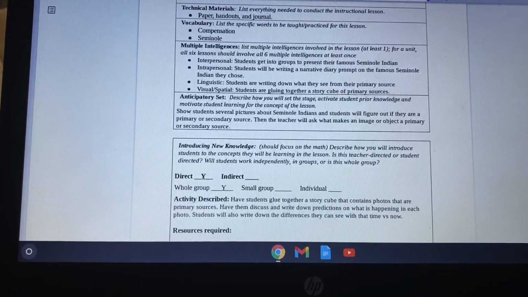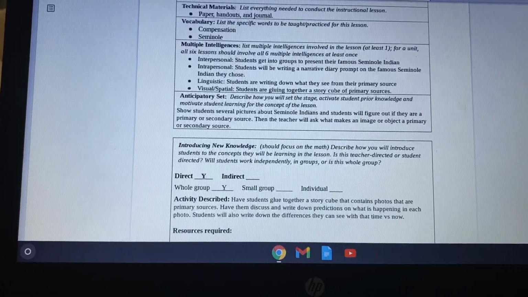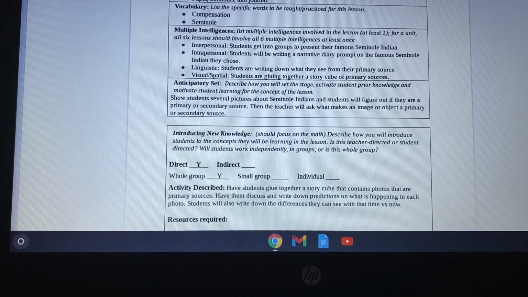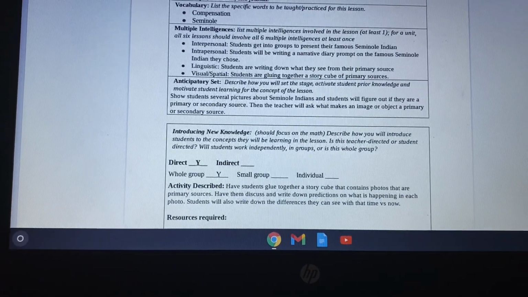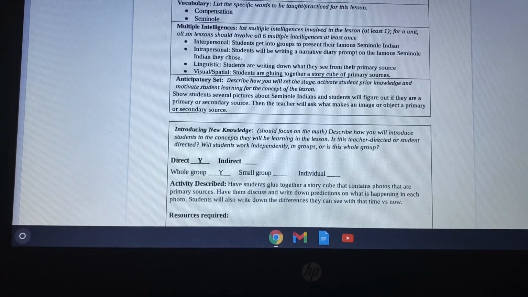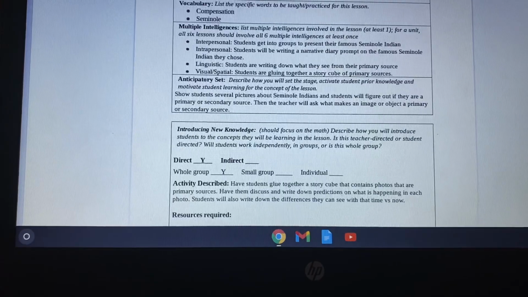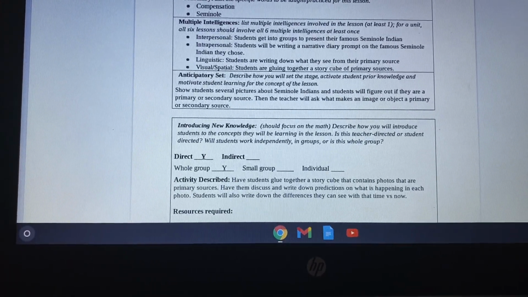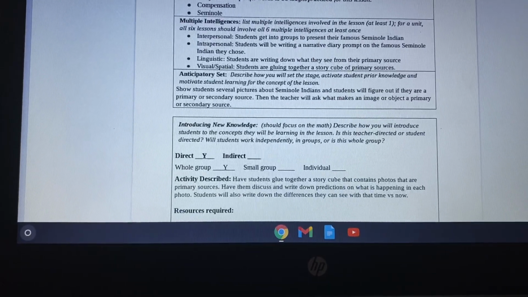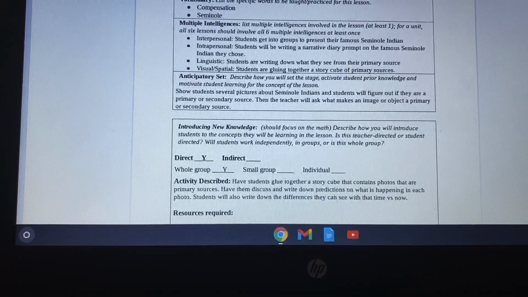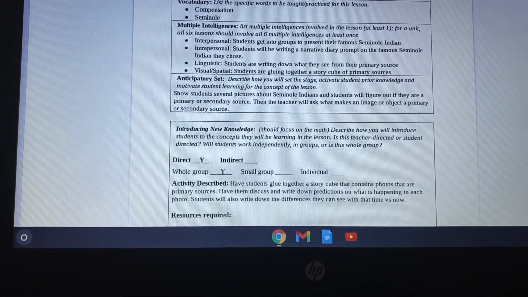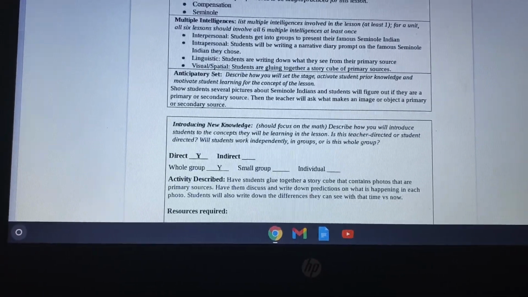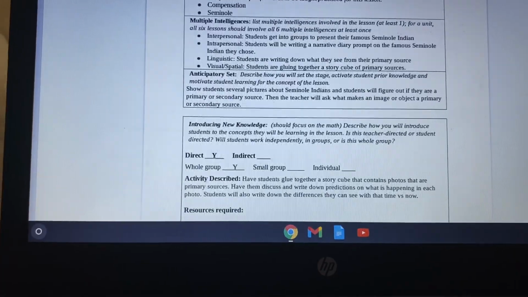And then for technical materials, I said paper handouts and a journal. Vocabulary is compensation and Seminole. For my multiple intelligence, I said interpersonal, students get into groups to present their famous Seminole Indian. Intrapersonal, students will be writing a narrative diary prompt on the famous Seminole they chose. And linguistic, students are writing down what they see from their primary source. And visual spatial, students are gluing together a story cube of primary sources.